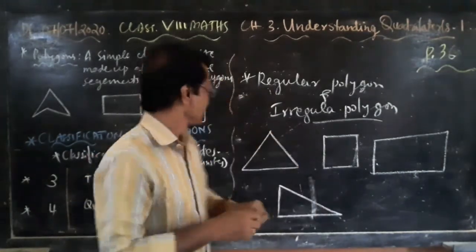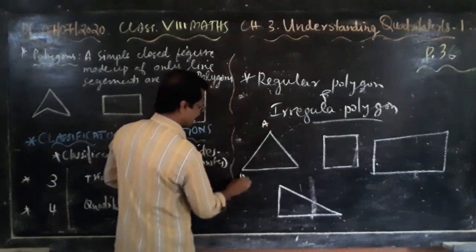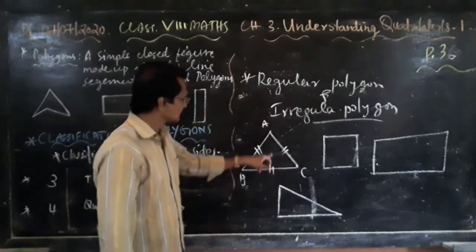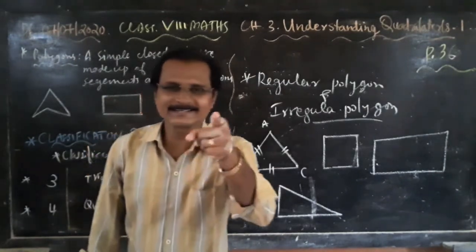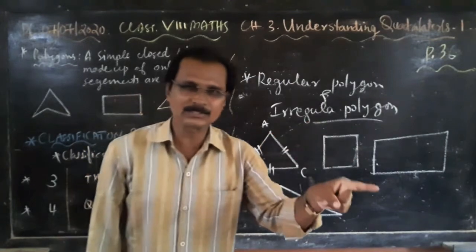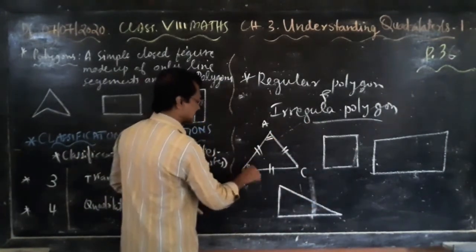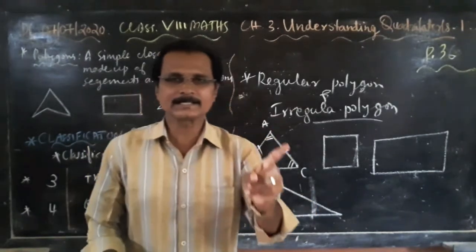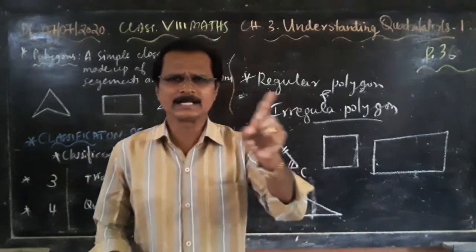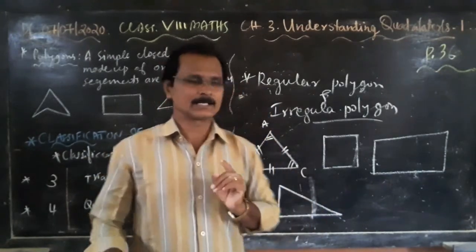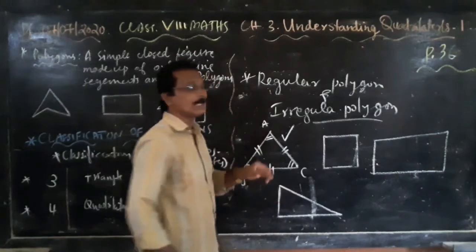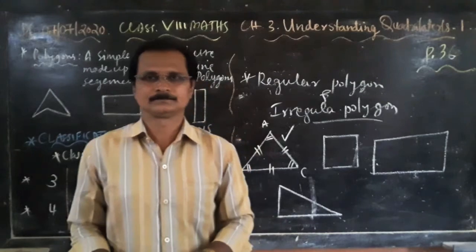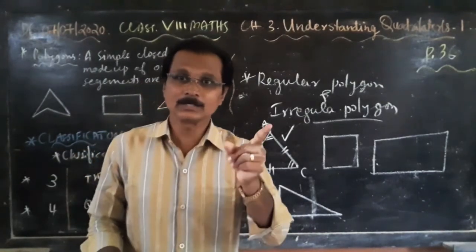Now look at this triangle ABC. All these three sides are equal. So this triangle is called an equilateral triangle, and all its angles are also equal. In an equilateral triangle, the three sides and the three angles are equal. Therefore, this figure is called a regular polygon.